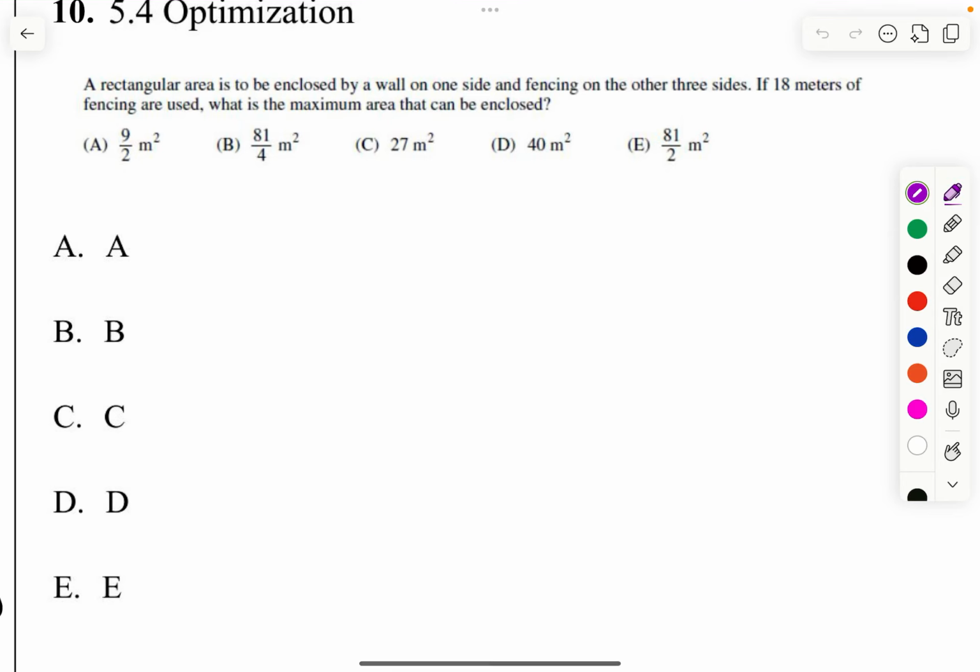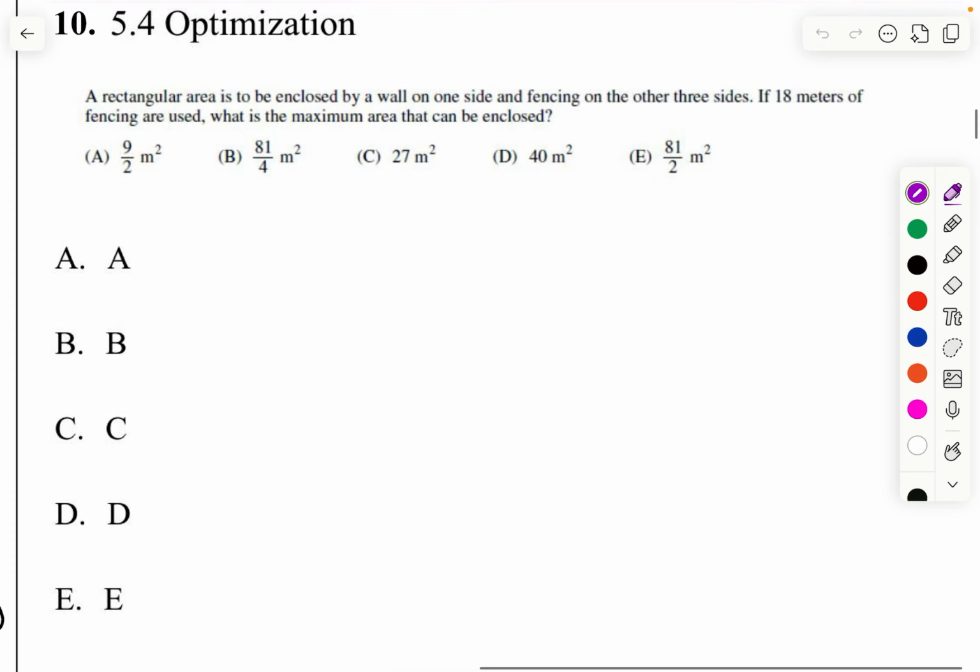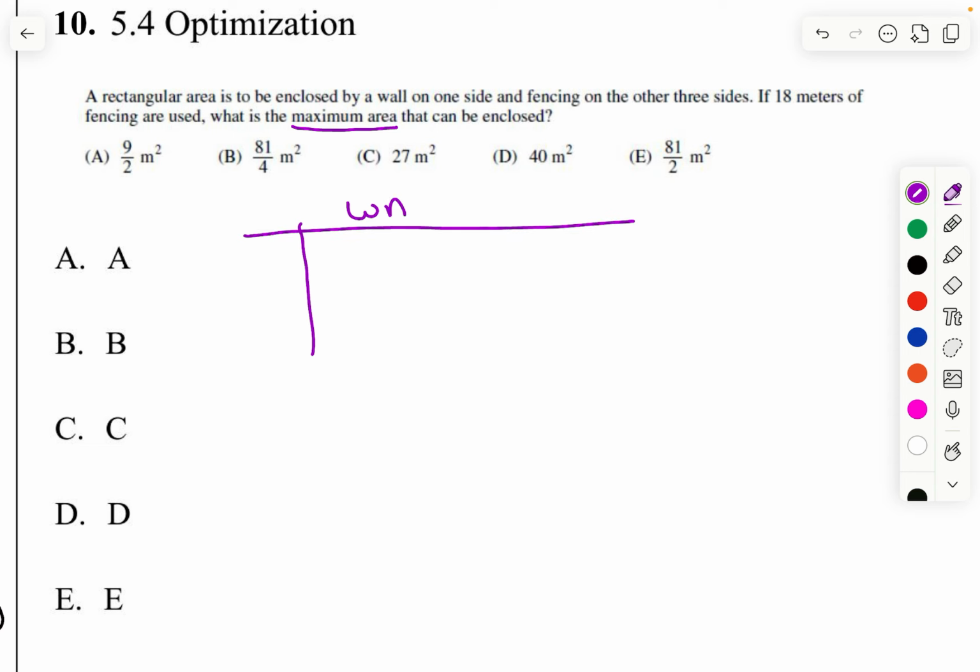Okay, this is a rectangular area is to be enclosed by a wall on one side and fence on the other 3 sides. If 18 meters of fencing are used, what is the maximum area that can be enclosed? So a rectangular area is enclosed by a wall on one side. So let's make this. There's my wall. Okay, this is my fence. And 18 meters of fencing are used.